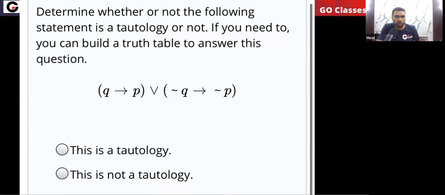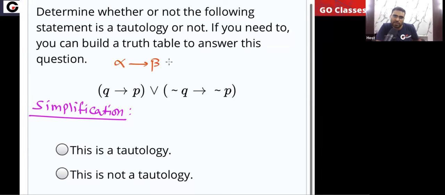Now let's do some more practice. Let's solve this question. Is this a tautology or not? Tell me quickly. For this question, let me apply the simplification method. I will apply the logical laws that we have seen. You already know which rule to apply: alpha implies beta is the same as alpha bar or beta. Just apply this rule.